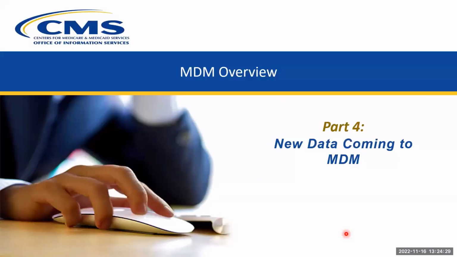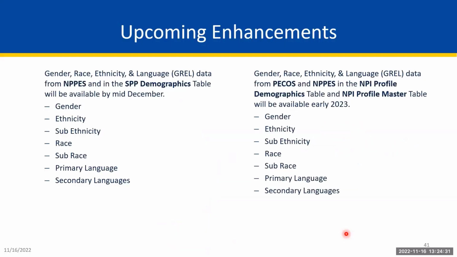So now, moving on to the upcoming changes to MDM. Some users have requested demographic information in MDM. We are working on getting information from NPS, such as gender, race, ethnicity, and language, and that will be available next month, in mid-December, in our comprehensive SPP table. The same information will be represented in our NPI profile table, which will be available early next year.